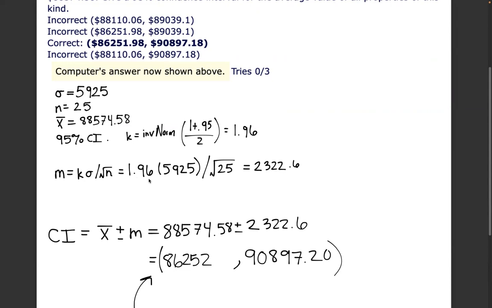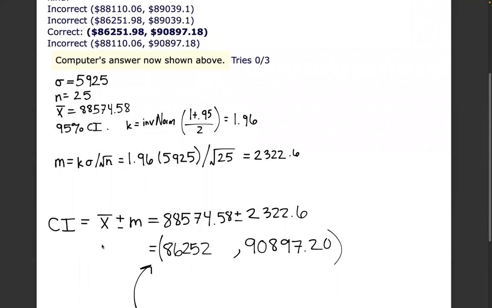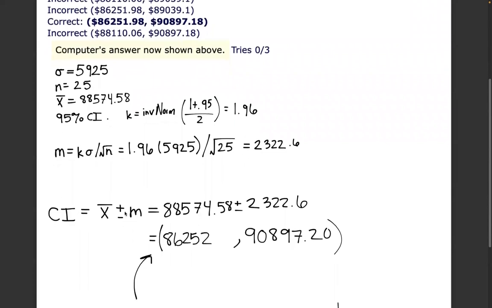So our K is 1.96. Our sigma is here, 5,925. And then divide that by the square root of the sample size, which is 25. And we'll get 2,322.6. So we have our X bar, which is given, and we just calculated our margin of error. So now we're ready to compute the confidence interval by doing X bar plus and minus M. So our X bar is given here, our M is here.